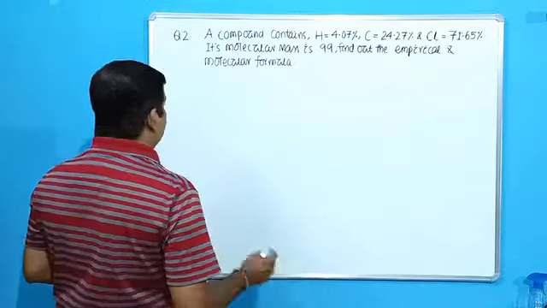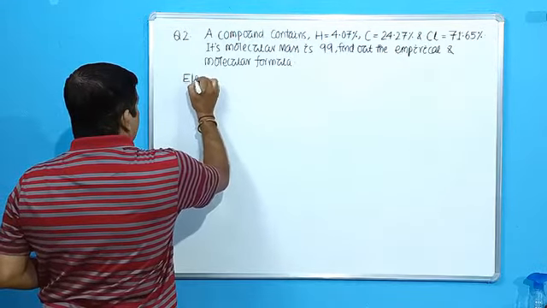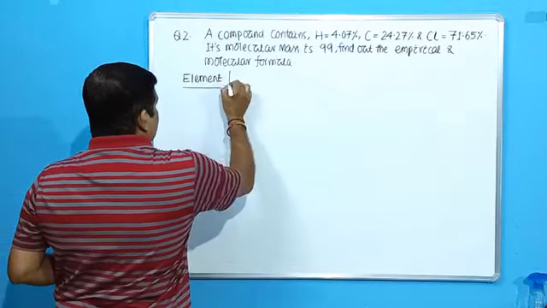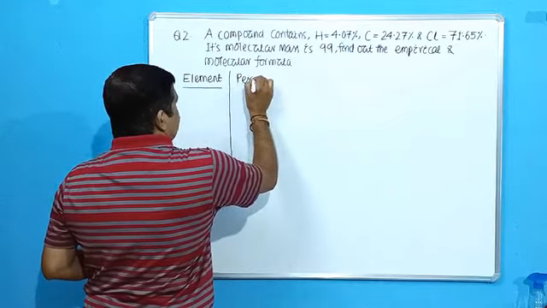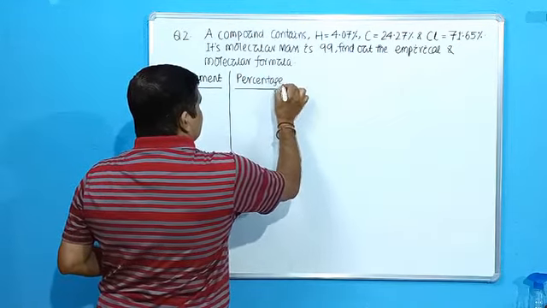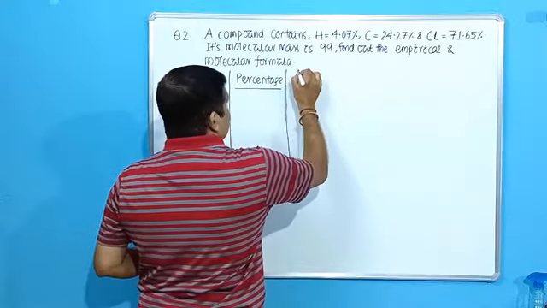Then, how to start? Again, we will make columns. First column will be element. Then second column will be percentage in which these elements are present. Then next column will be atomic mass.